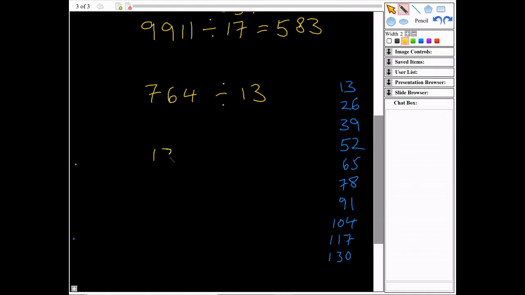Then I put 13 outside, 764 inside, and I start by doing 13s into 7, which doesn't go, so I can do 13s into 76. That's going to be up to 65, which is 1, 2, 3, 4, 5. I'm then going to take away and then bring down the 4. So then I'm going to do 13s into 114, which would go to 104. It's 1, 2, 3, 4, 5, 6, 7, 8 times.